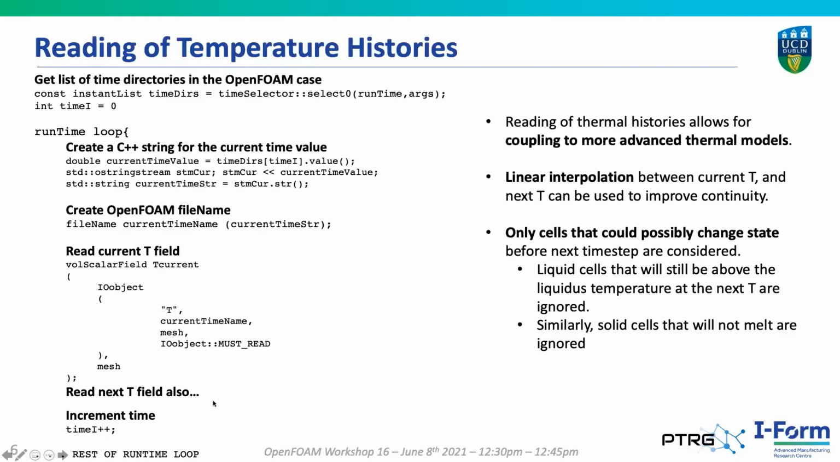An important step here is I only interpolate for cells that could possibly change state. So that's liquid cells that will go below the liquidus temperature by the next time step, or solid cells that won't be melted by the next time step. This again sped the algorithm up by at least an order of magnitude, if not more, because most of the cells are essentially ignored.